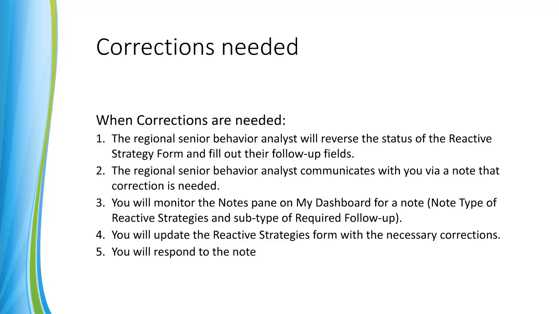When corrections are needed, the Regional Senior Behavior Analyst will reverse the status of the reactive strategy form and fill out their follow-up fields. The Regional Senior Behavior Analyst communicates with you via a note that correction is needed. You will monitor the Notes pane on My Dashboard for a note type of Reactive Strategies and subtype of required follow-up. You will update the Reactive Strategies form with the necessary corrections. You will respond to the note.